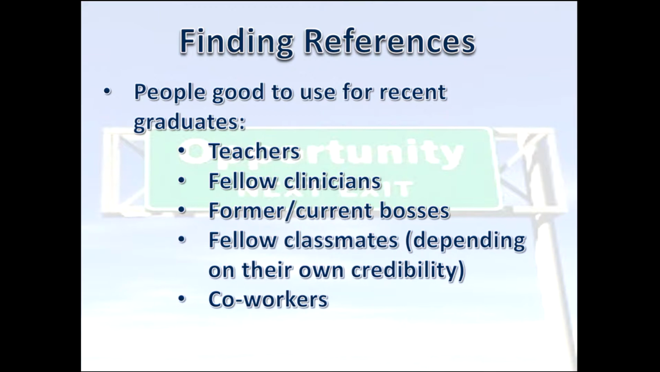And you can also use coworkers recently. You don't want to use people way in your past, because they might not realize all the things that you've been doing in your present. So you really want to pick people who know what's going on in your current life. Once you've thought of the people you may like to use, even though I said to use 3 to 5 references, it's good to maybe start with a list of 6, just in case someone turns you down. It's quite possible. So flip to the next slide.